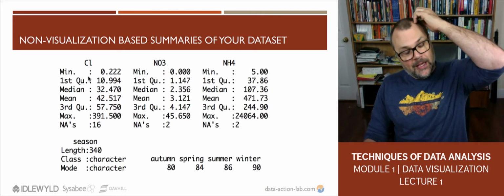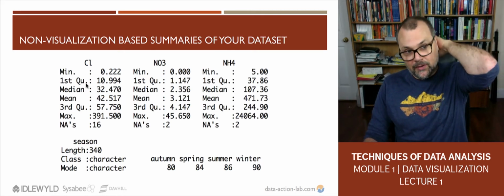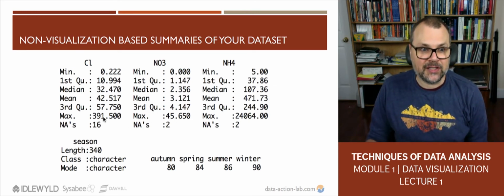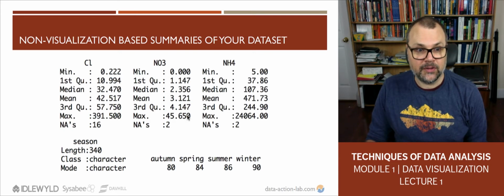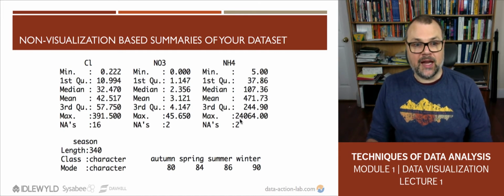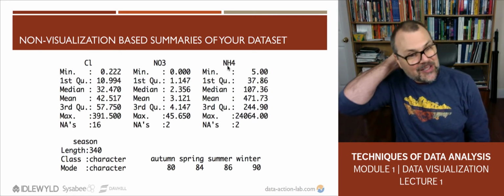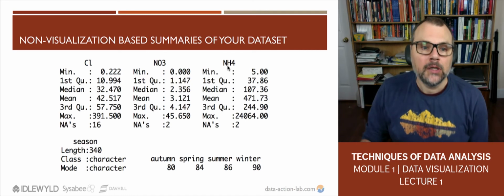If I was to draw a little diagram of the CL and the NO3 variable, I would probably see that it looks like there's outliers here. 391 and 45, these are pretty big values compared to the rest of the distribution, especially the third quartile, sorry. NH4 also has, look, there's a jump of 2 orders of magnitude here. 24,064 is a measurement for one of those things. Like, okay, so that seems a little weird.